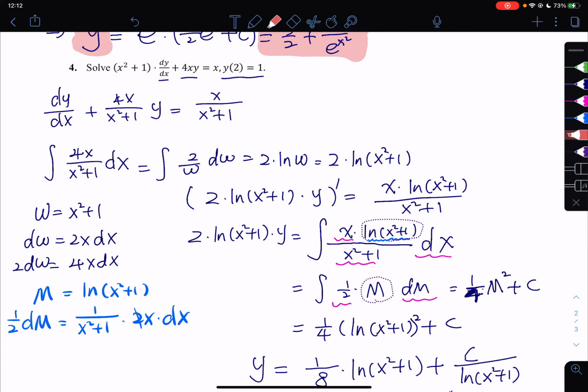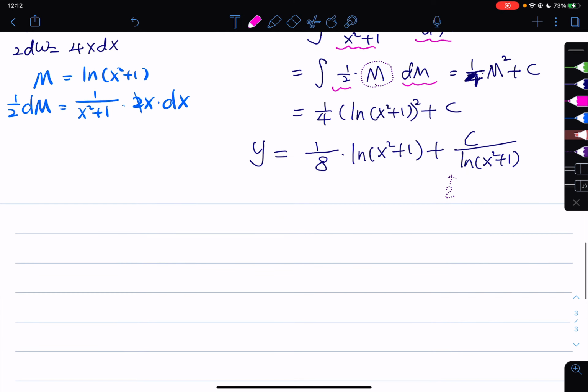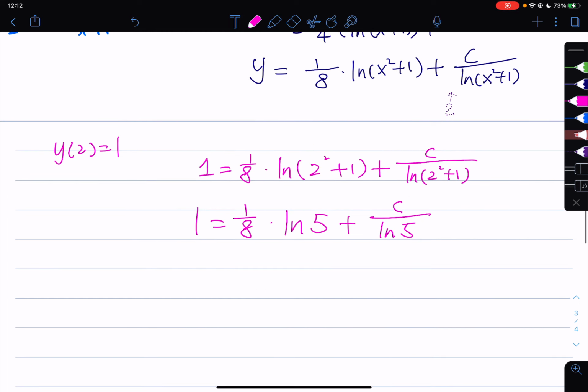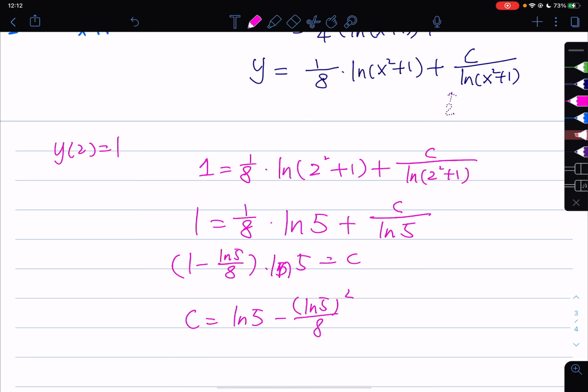My bad, I should have taken my words back. I also have an initial condition, y of 2 equals 1. So let's try to plug it back in. y of 2 equals 1 means the y value is 1, which is 1/8 times ln of 2 squared plus 1, plus c, over ln of 2 squared plus 1. So 1 is 1 over 8 times ln 5 plus c, divided by ln 5. So I have 1 minus ln 5 over 8 times ln 5 equals c. So c is ln 5 minus ln 5 squared over 8.